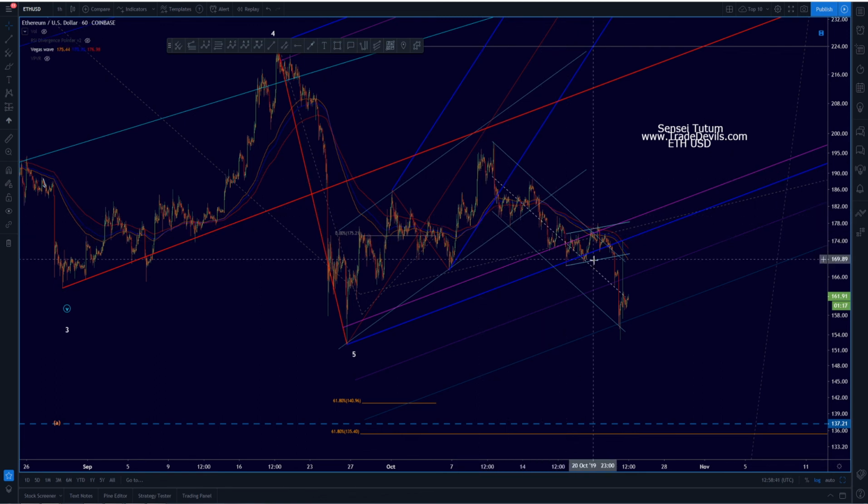Oh, and what you want to do with your Pitchfork, if you just did those simple Pitchfork and you don't want to use Elliott Wave, you don't have to use Elliott Wave. You could use this and combine it with anything.